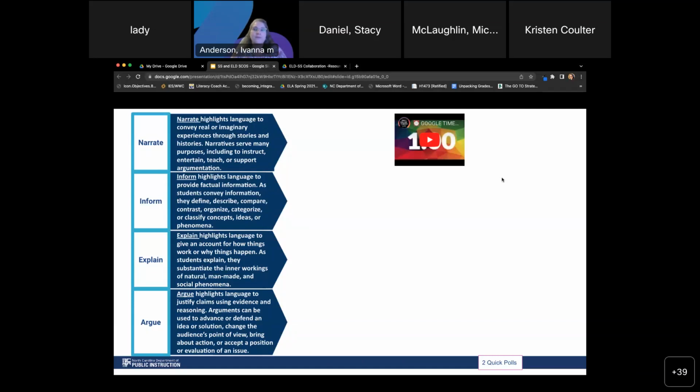But as you look at, for instance, inform, you're seeing things such as describe, compare, contrast, organize, categorize, classify concepts or ideas or phenomena. And that is a great deal of what comes out in our objectives as well as in the tasks and assignments that we ask students to do to help them process their learning, as well as with explain and the same thing with argue.